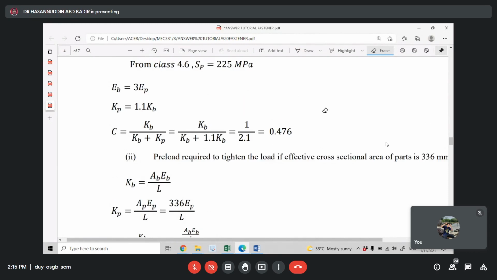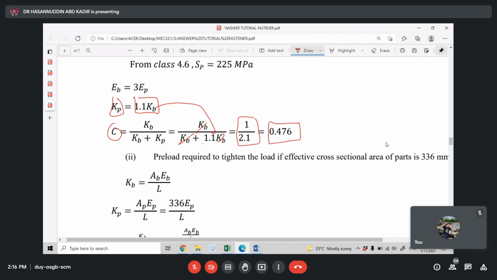Okay, and then you start to find the KP. Dia dah bagi KP here. KP is equal to 1.1 KB. So you can easily find the C. And then finally you can cancel out this one. So please make sure this one you put as KP and then you can cancel out bahagian KB ni. Then you can get only a number, without any unknown. So this one is your value of C.